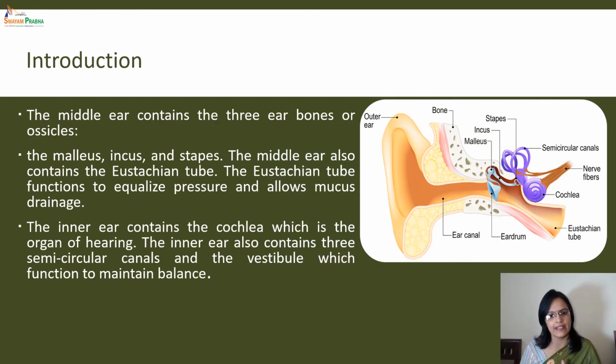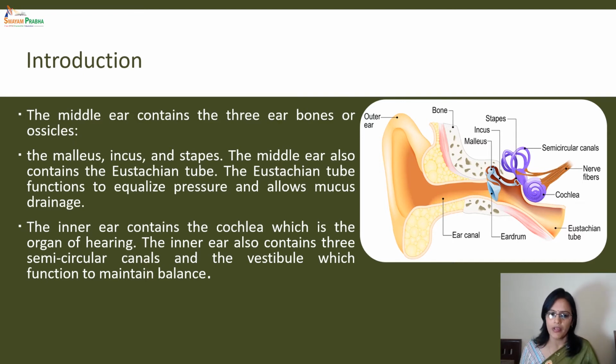Now the middle ear contains three bones. Okay, three ossicles: the malleus, incus and stapes. So these are the three bones which are there in the middle ear, and it also contains the Eustachian tube. Okay, Eustachian tube, what is the function? The function of the Eustachian tube is to equalize the pressure and it allows mucus drainage.